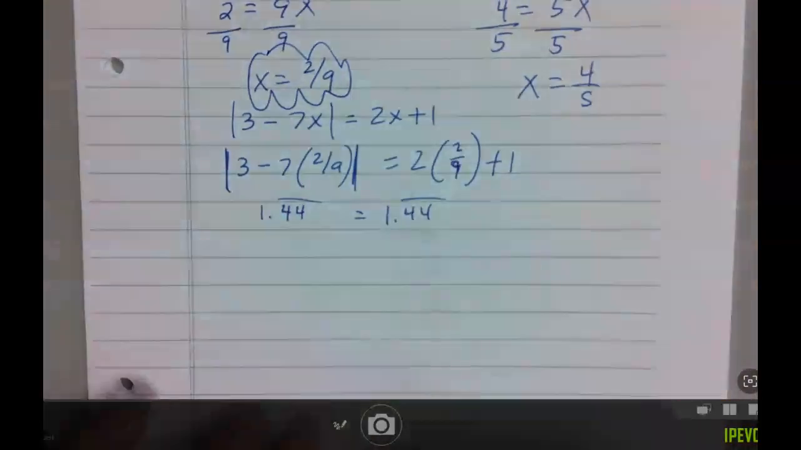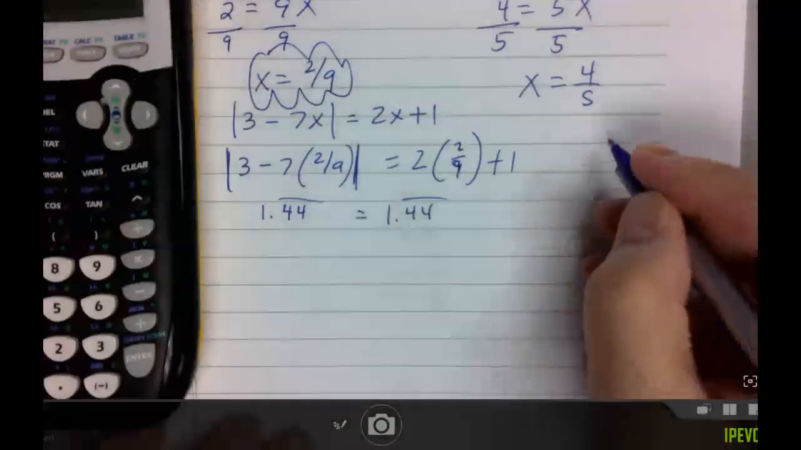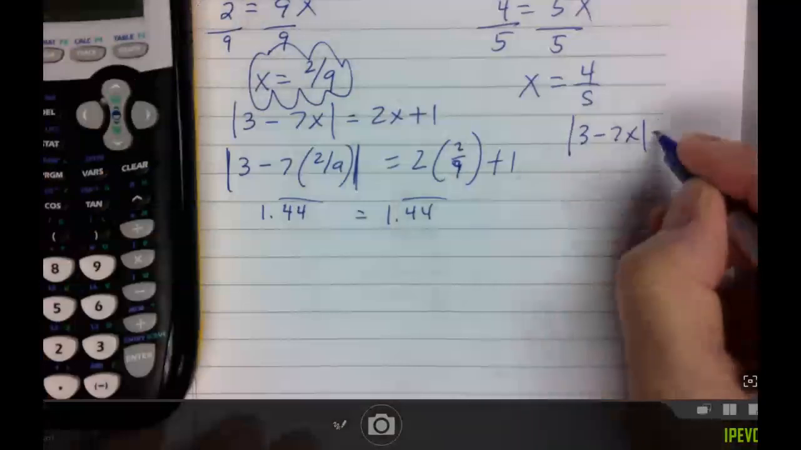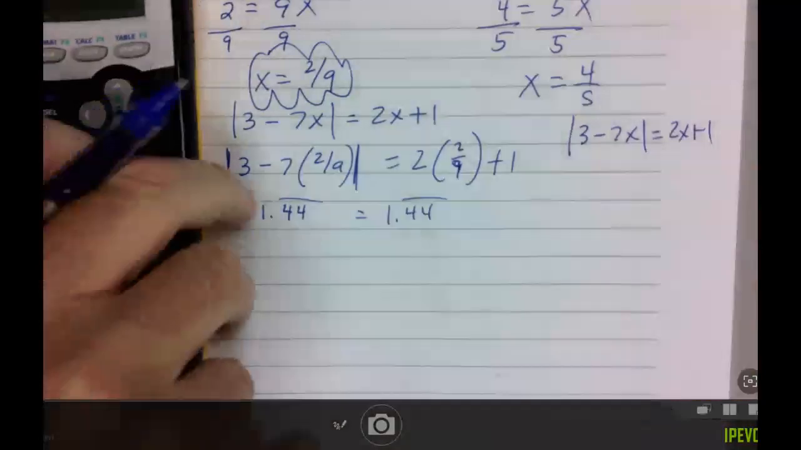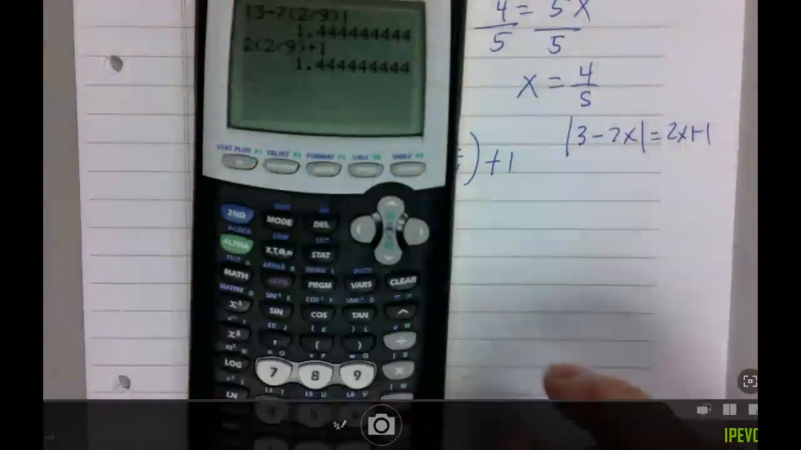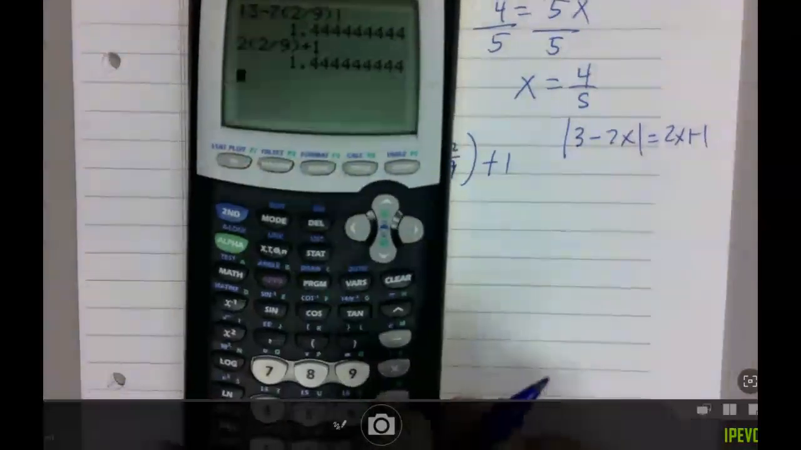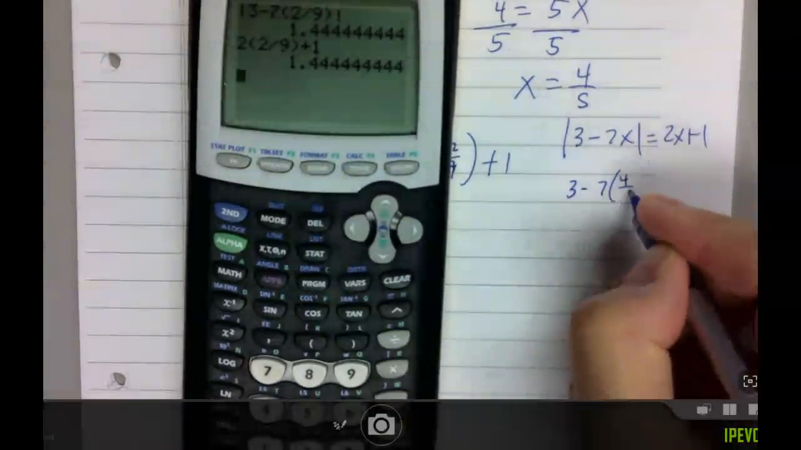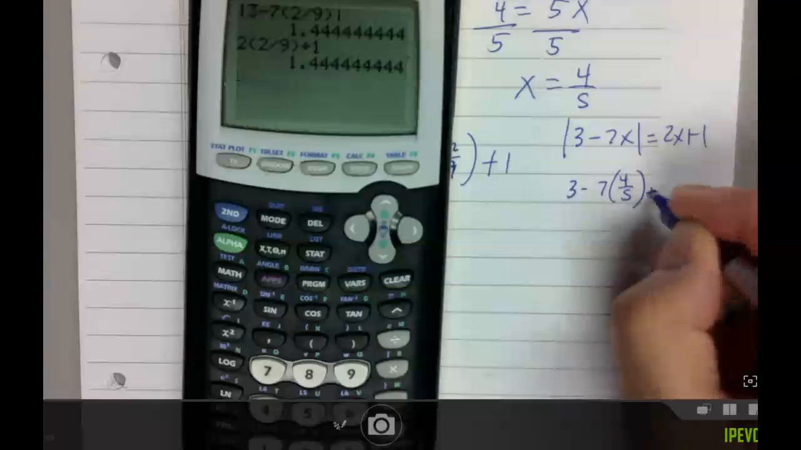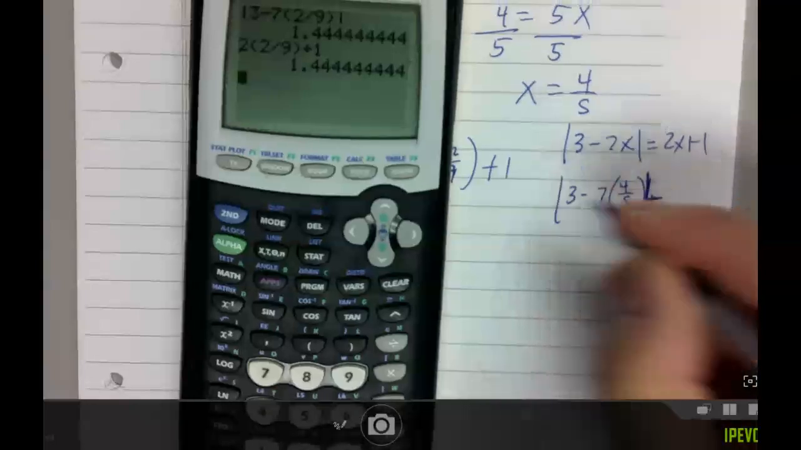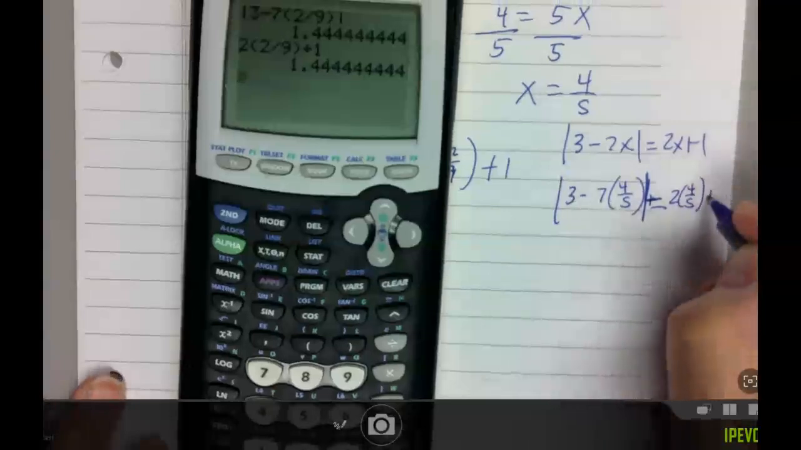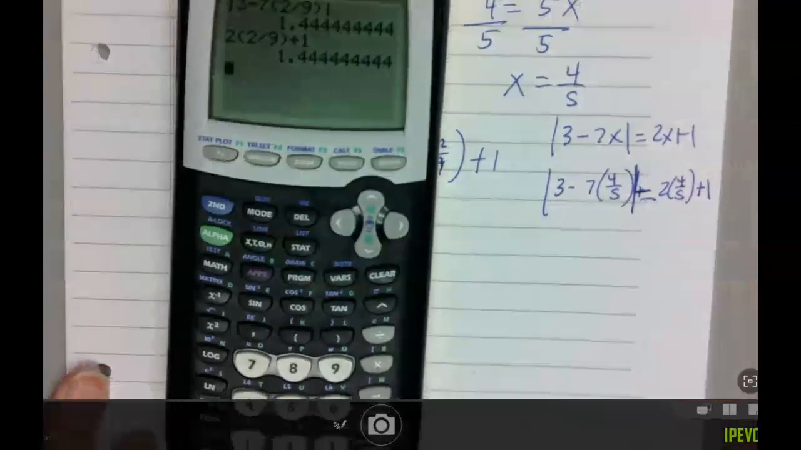Now let's do the other one. So we have 3 minus 7x absolute value equals 2x plus 1. Okay? I'll go real slow, put them in the calculator. So we're going to plug in what? 4/5? Whoops, equal sign. Absolute value equals 2 times 4 divided by 5 plus 1. Agreed? Everybody see what I'm doing? I'll go real slow.